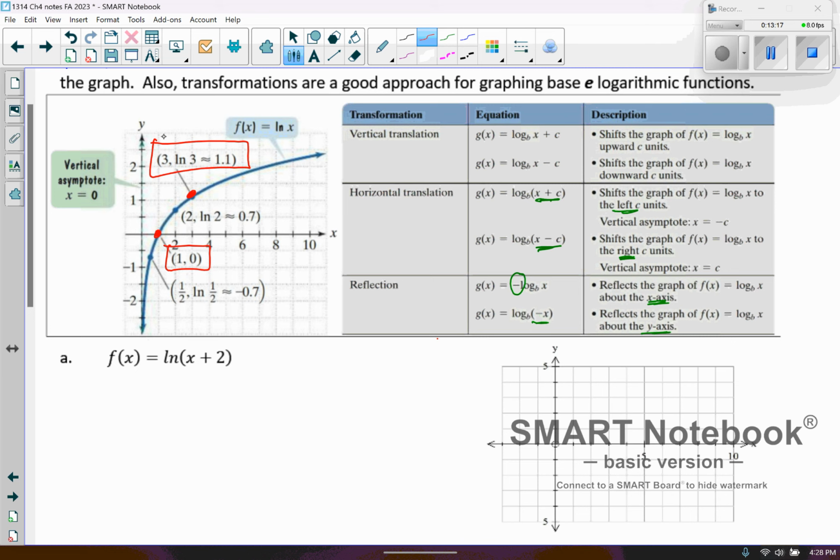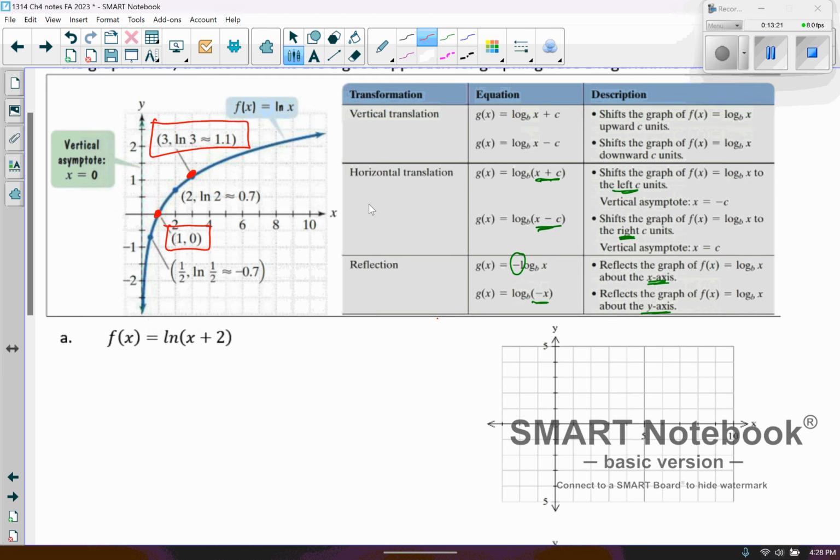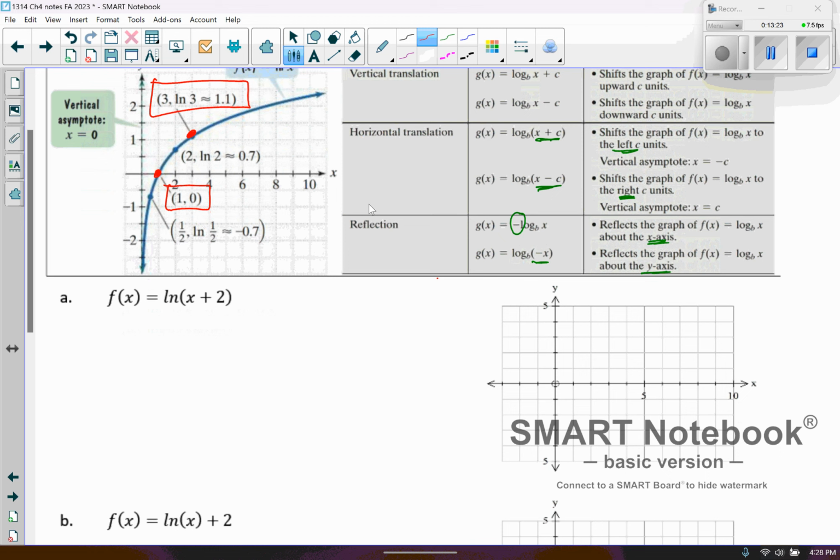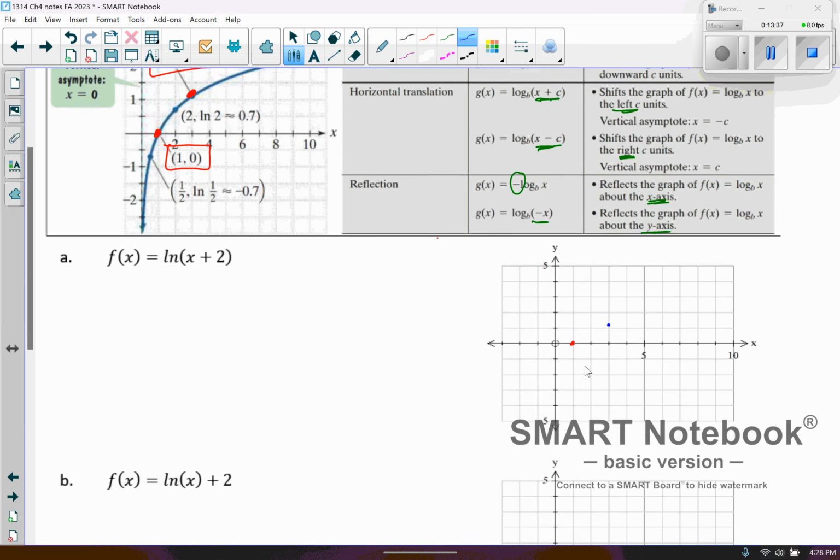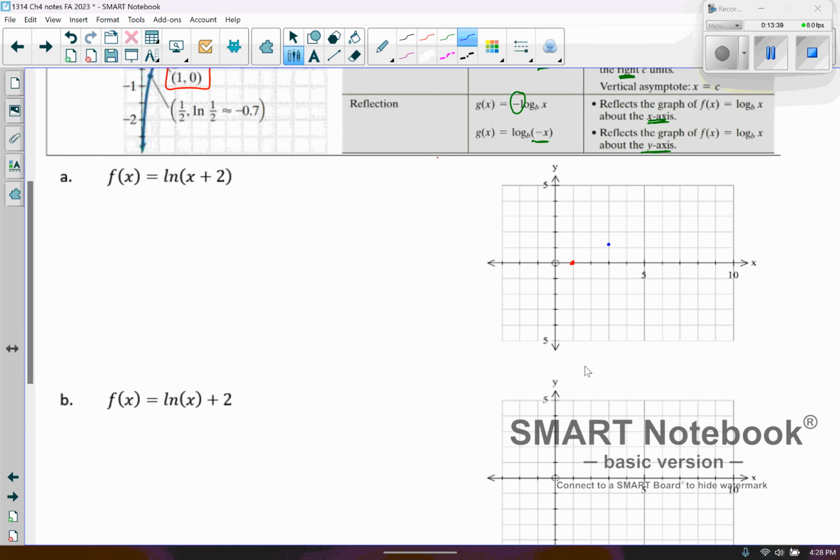So this shouldn't really be any different than a lot of the other ones we've already been graphing. So what I'm going to do here is put a little point at (1, 0), and then at (3, 1.1), I'm just going to put a little dot right there, and then we're going to use our transformations here. And I only have a couple of these for us to look at. We're not going to get too crazy.